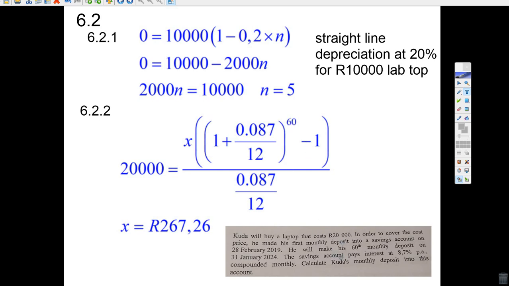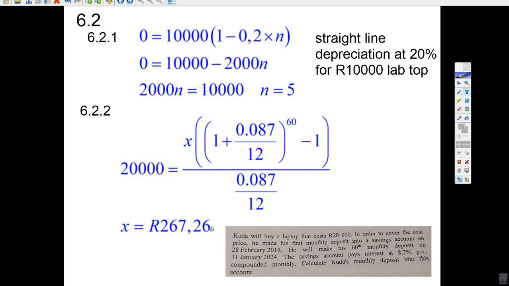It's the first year they haven't tried to trick you with a weird month or a leap year or something. Anyways, it's 60 payments. So you put 60 in there, minus 1. And then you divide it by the i, just like the formula tells you, which is 0.087 divided by 12. You just put that in your calculator, go 20,000 divided by this, and I get the answer. He's going to make 60 payments of 267 Rand and 26 cents.